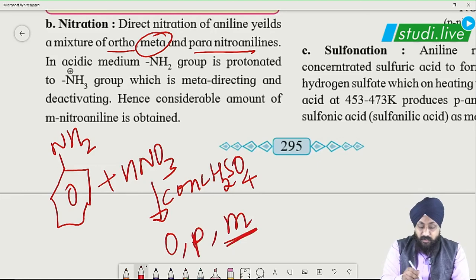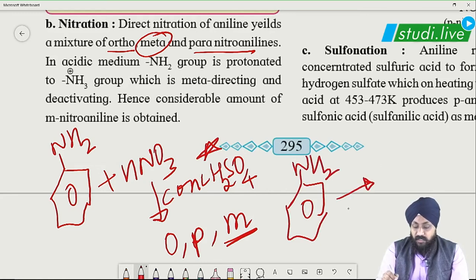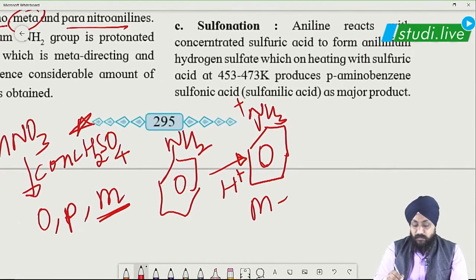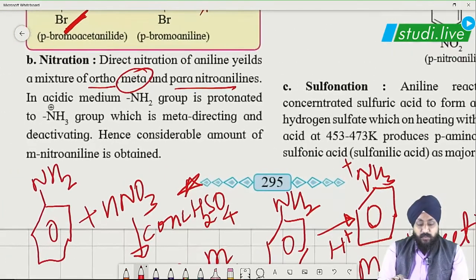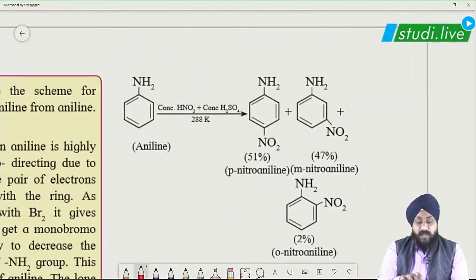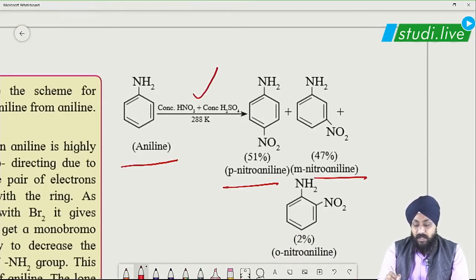Why meta? Because in acidic medium, some of the aniline is getting converted into anilinium ion, and this anilinium ion is going to be meta directing. So students, this meta nitroaniline is also obtained. Yes students, this is the case over here. Aniline is there, you are carrying out its nitration, so you are getting para, meta and ortho.